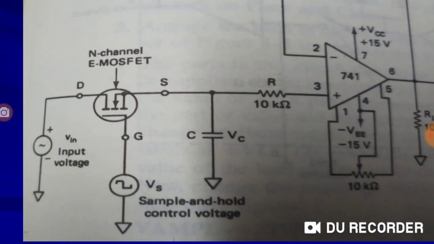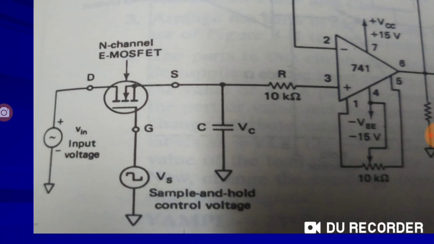Now, if you just look at it, we talked about an E MOSFET which is being controlled by Vs, the sample and hold control voltage, and the input is applied to the drain of the MOSFET, and this capacitor C is serving as the storage element. That is, the voltage across the capacitor is actually reflected as the output of the sample and hold circuit.